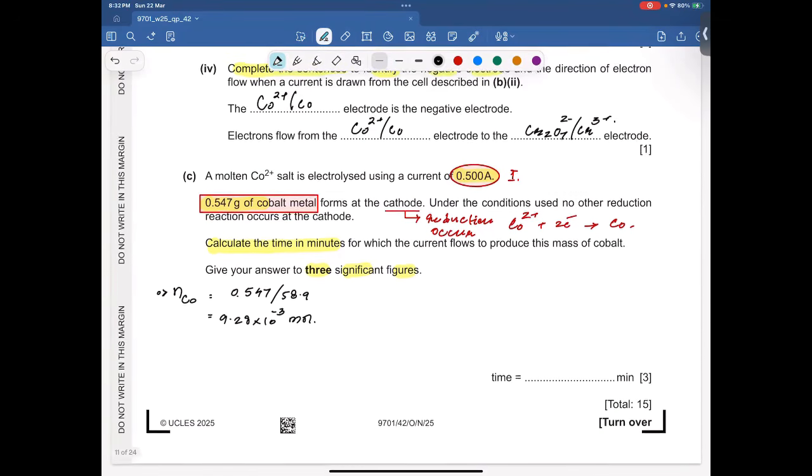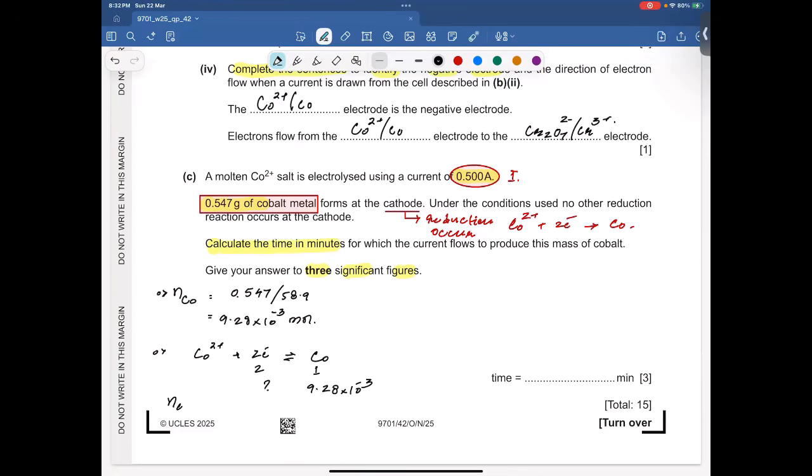Okay. Let me use the equation. This is cobalt 2+ ions plus 2 electrons, reversible sign, cobalt. According to the equation, we have 2 moles of electrons for 1 mole of cobalt. When we have 9.28 into 10 to the power minus 3 moles of cobalt, the moles of electrons would be 0.01856 moles, okay?